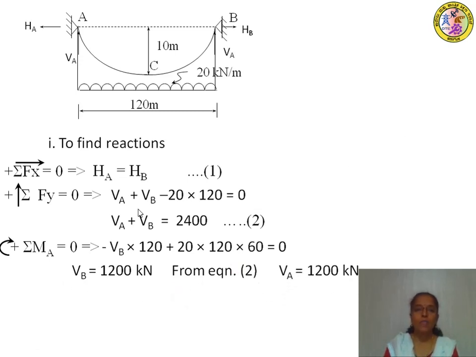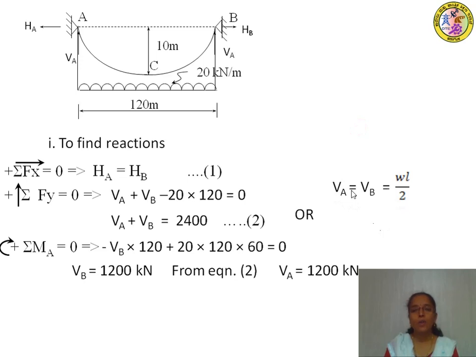The reactions VA and VB can also be computed like this, because this is a symmetrical cable. In the last case the cable was subjected to different types of loading. If the loading is symmetrical, both the distances as well as the point loads, directly you can take total load divided by 2. In the previous case there were different magnitudes, therefore we had to take bending moment about A and equate it to 0. Whereas here, because the UDL is acting throughout, we can take total load divided by 2.